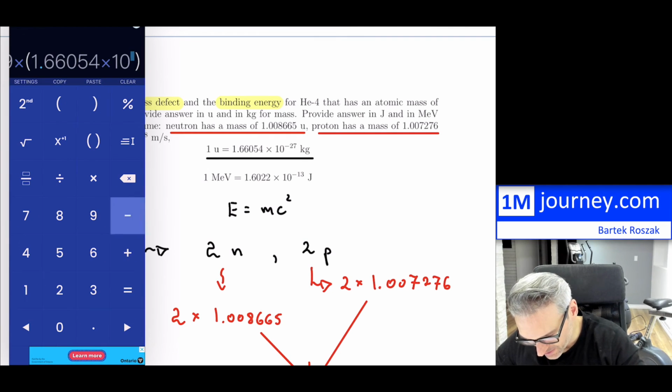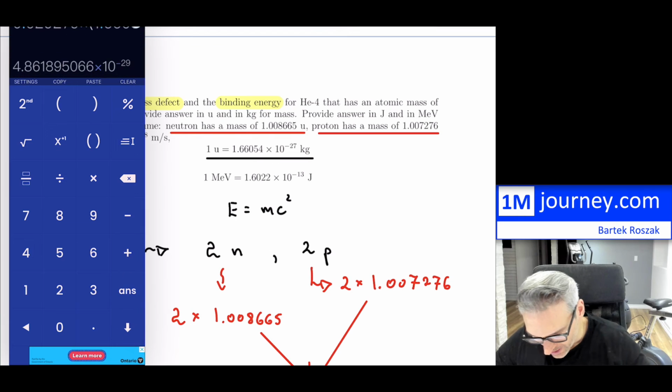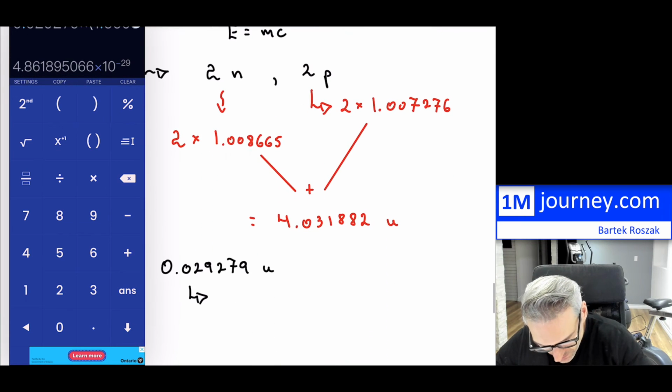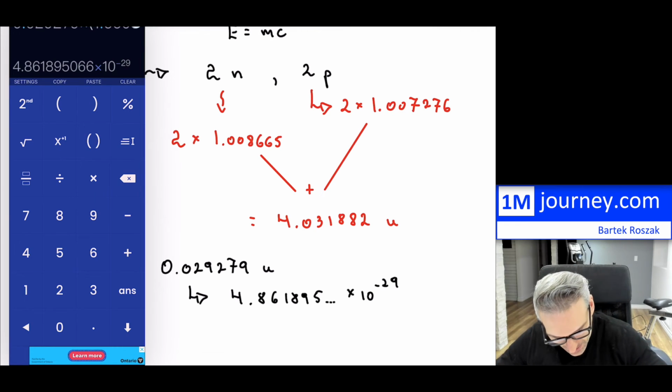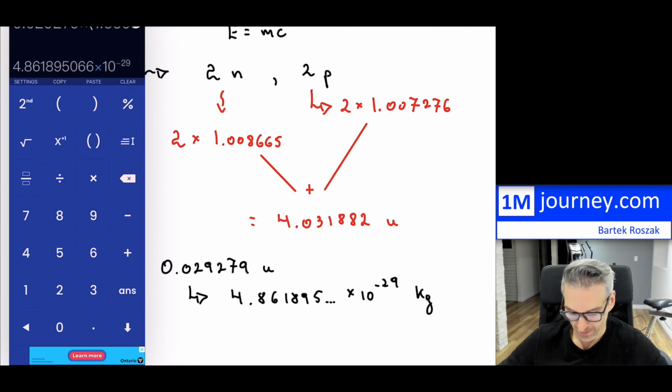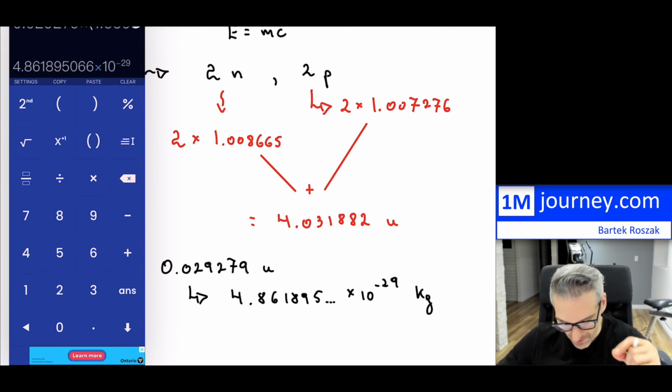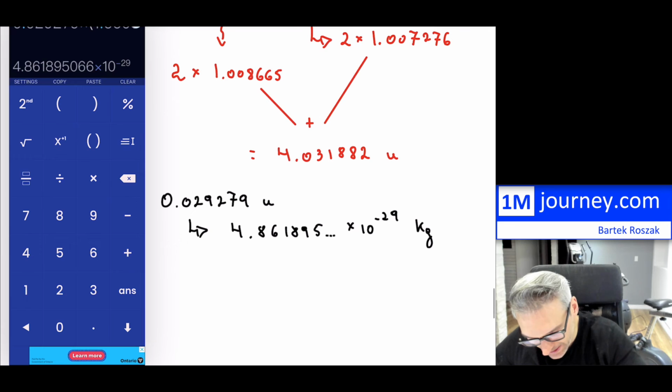So it's super tiny right there. That is 4.861895, etc., times 10 to the minus 29. You can certainly round this to 3 sig figs, which would have been 4.86. But I'm going to keep it because I need it so that I can calculate the actual binding energy. So this mass defect is bound in the energy.